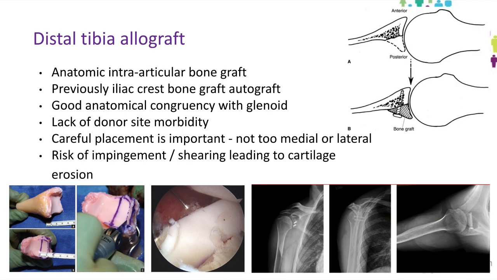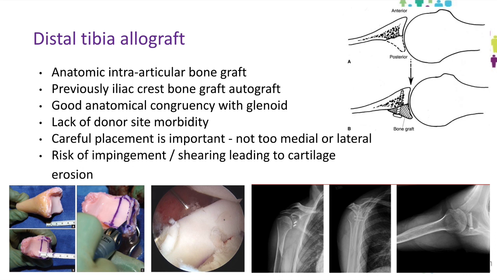I thought this procedure was particularly interesting. So this is a distal tibia allograft used as an anatomic intra-articular bone graft. The distal tibia has a good anatomical congruency with the glenoid. Previously, they used iliac crest bone autografts, but obviously there's some donor site morbidity.